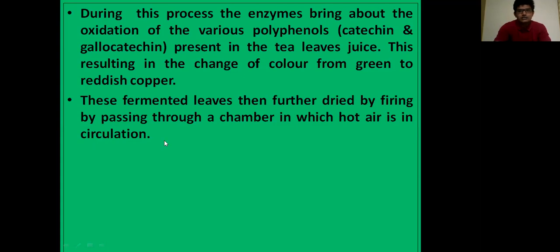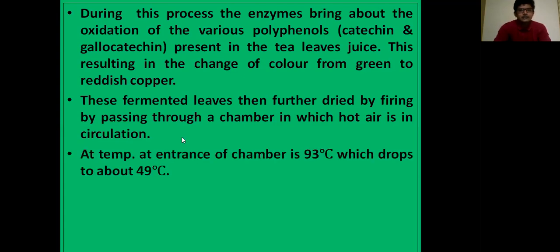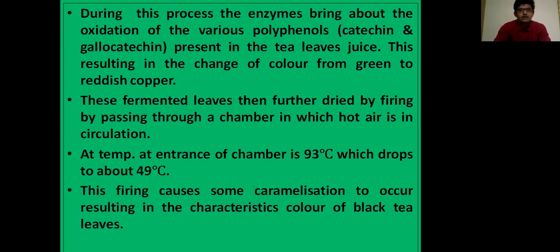These fermented leaves are then further dried by firing, by passing through a chamber in which hot air is in circulation. So after the change in color from green to reddish copper is observed, the leaves are further dried using hot air circulation. The temperature at the entrance of the chamber is 93 degrees centigrade, which drops to about 49 degrees centigrade.